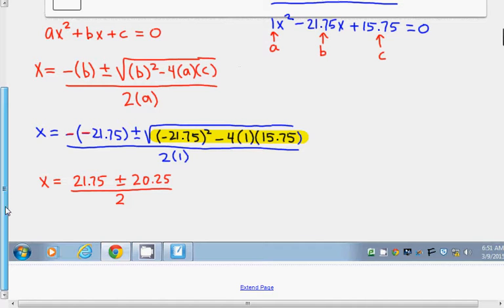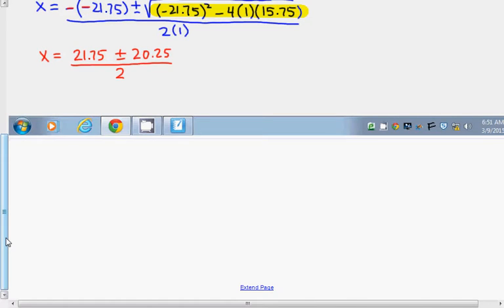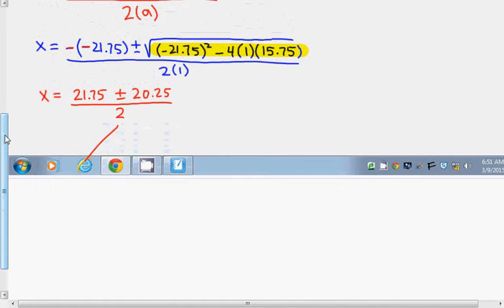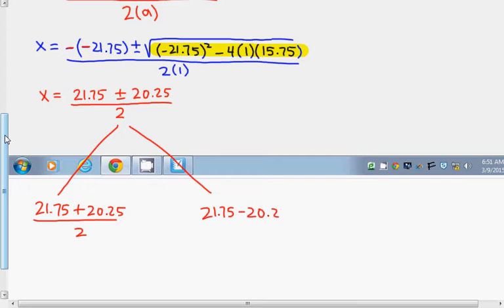So what does this mean, this whole plus and minus thing? Basically, at this point, when I instruct on this, what I will tell you to do is to take 21.75 plus 20.25 and divide by 2, and I'll say to take 21.75 minus 20.25 and divide by 2. And that will give you the two solutions to this equation. In one case, we get 21, and in the other case, we get 0.75.